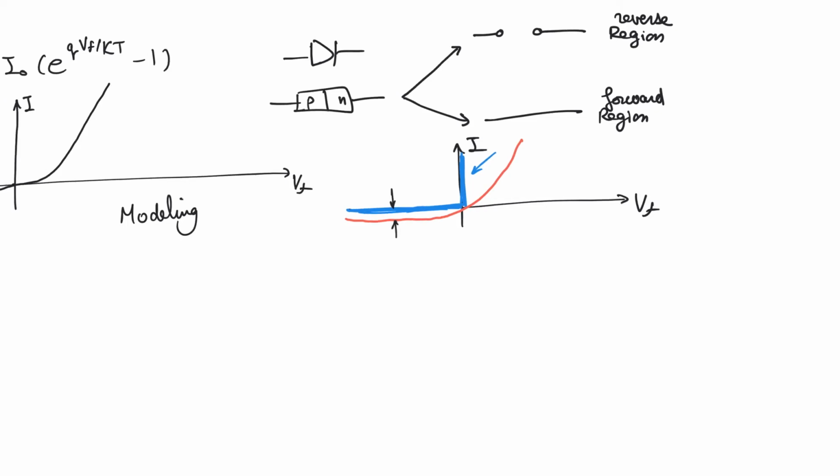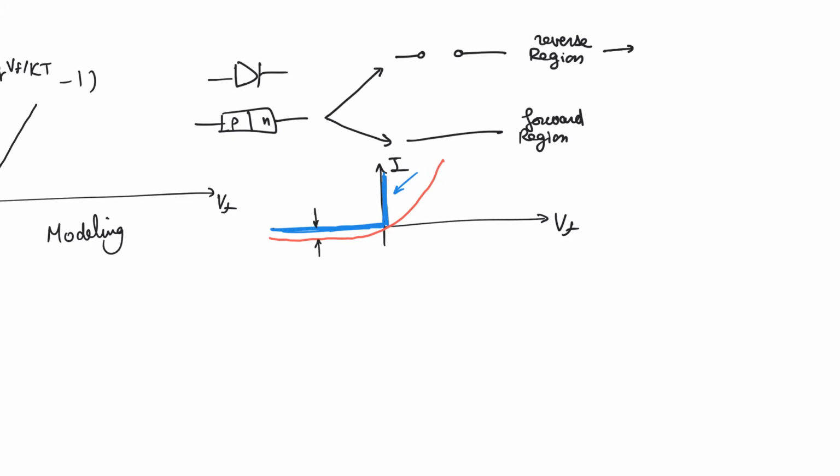So perhaps for the reverse region, we can represent the diode not as an open circuit, but as a current source, carrying a small current whose quantity is I naught. So in that case, the reverse bias becomes this green line, right? And this green line better imitates what's happening in the reverse direction. So that's actually pretty good.